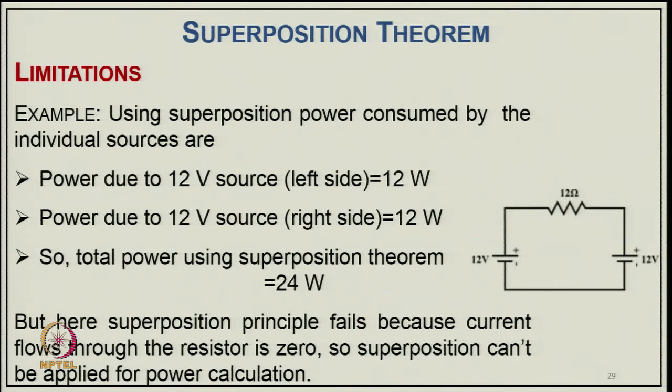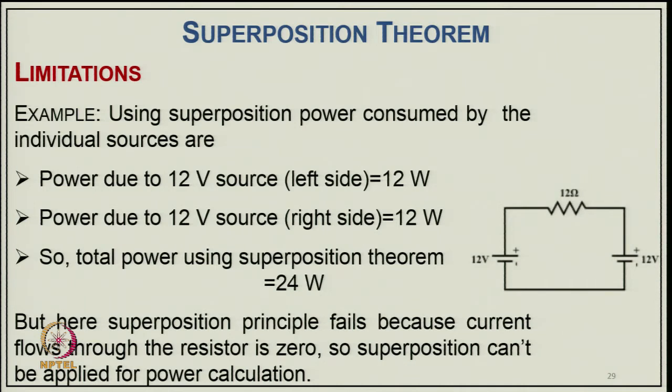Another limitation, we can find out with an example. Using superposition, the power consumed by the individual sources in this network: power due to the one 12 volt source will be 12 watt, and power due to the second 12 volt source also will be 12 watt. So, the total power by superposition will be 24, but here the superposition principle fails, because the current flowing through the resistor is 0, as the two voltages are just opposite. So, superposition cannot be applied for the power calculation.